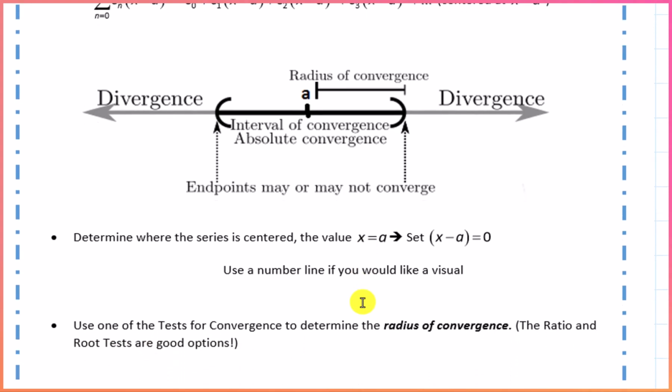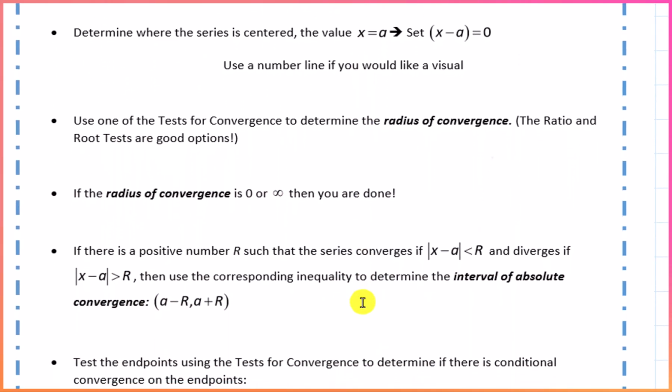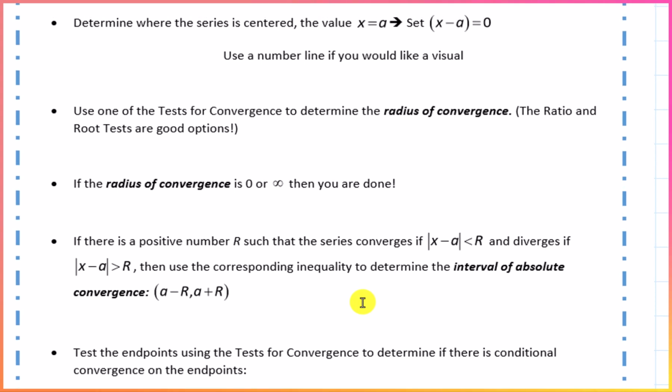So we already did the first step, determine where we are centered. So that's the first thing we want to do. We figure out, okay, I like to use a little number line, think of it as my x number line, and think about where is it that I'm centered at? What is my center point?